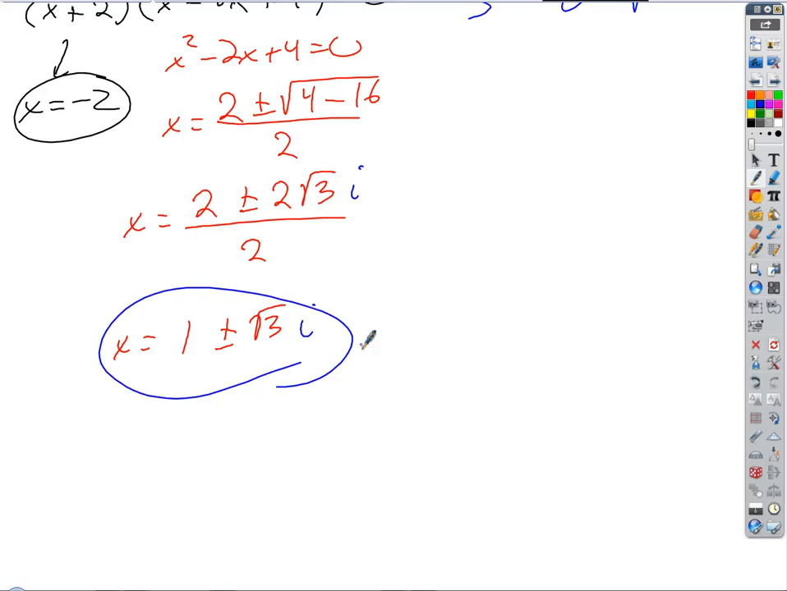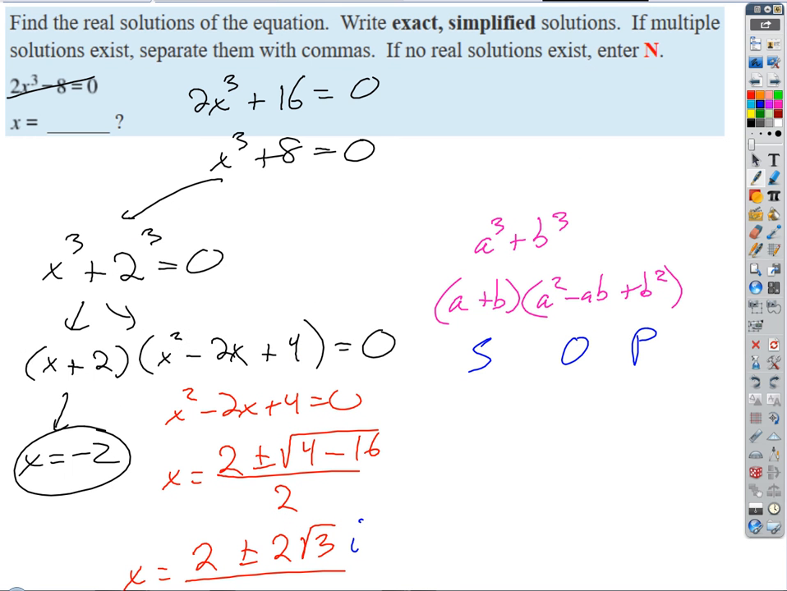It's a lot of work. I got my 3 solutions though, didn't I? But what if the question only asked for the real ones? If the question only asked for the real ones, I wouldn't have had to even bother with this one, right? Okay, here's my new strategy, and this is all we're doing today.